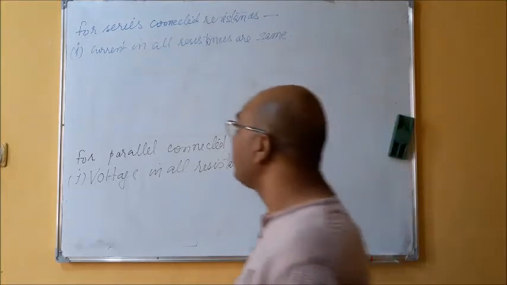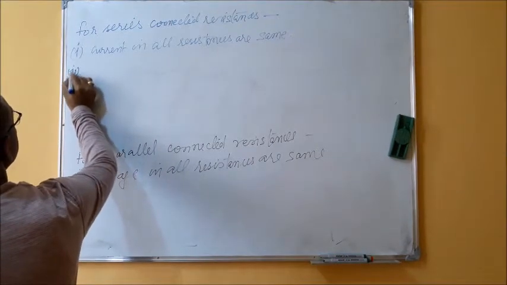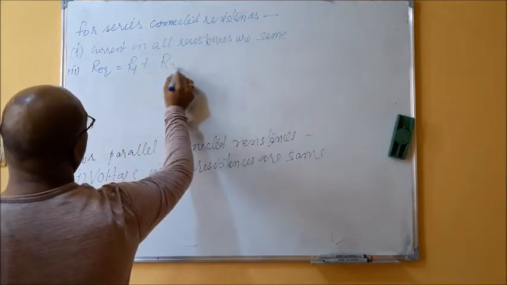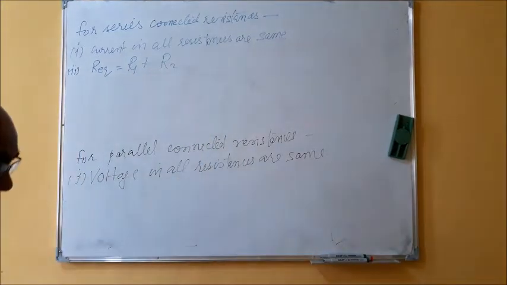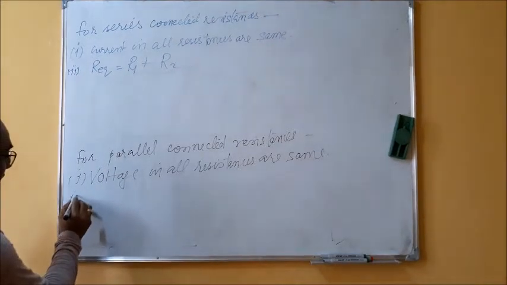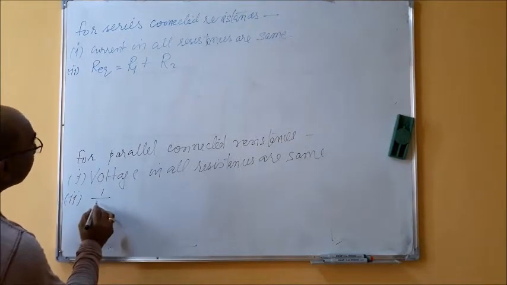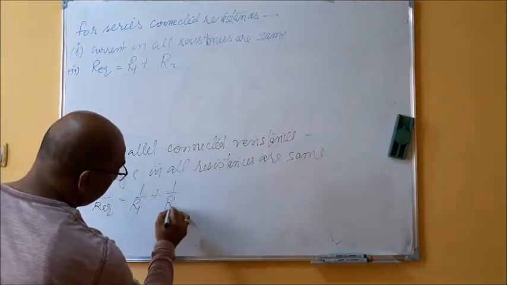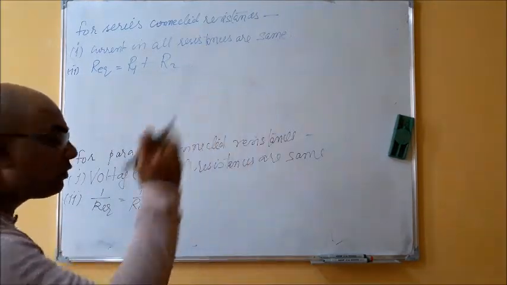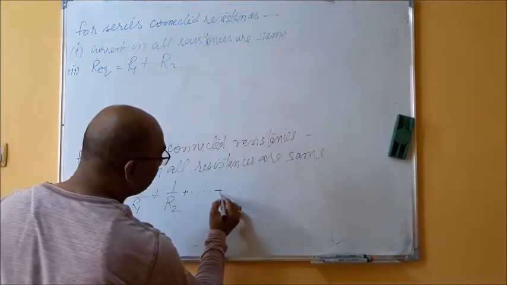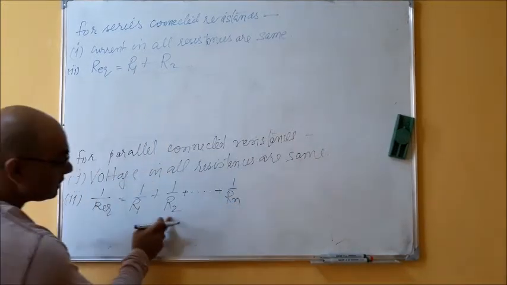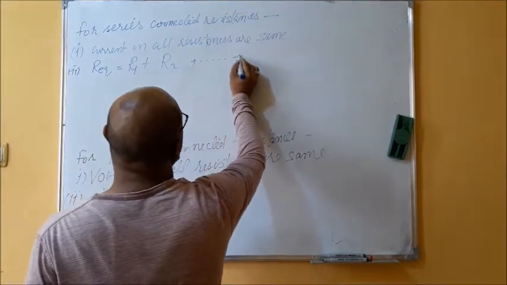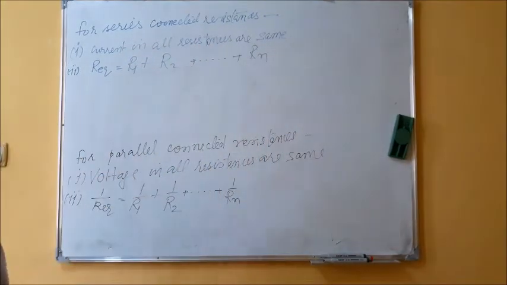The formula is given here for getting equivalent resistance as, right, while the formula in parallel circuit is given by, if I am saying we have number of resistances, then we can write like this. N resistances are connected in parallel. In the same way, if N resistances are connected in series, then this is the formula.